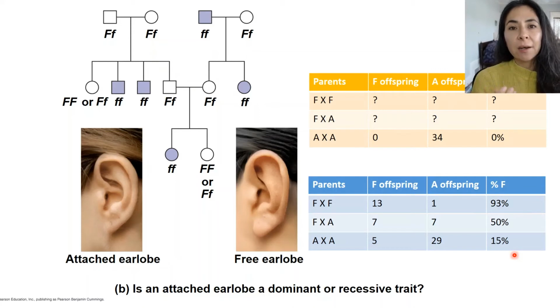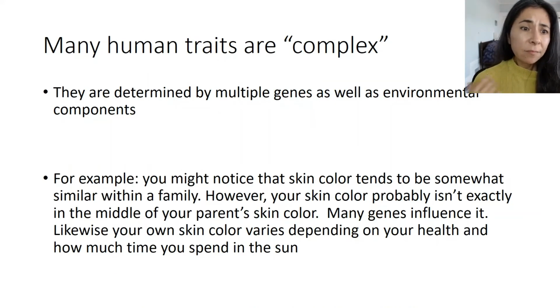It's pretty clear that there is a genetic component with this, right? Because we see that parents with free earlobes tend to have children with free earlobes. Parents with attached earlobes tend to have children with attached earlobes, but it's not as straightforward as if this were strictly Mendelian inheritance. So we assume that there are actually multiple genes involved in this. And again, a lot of human traits are complex like this. They're determined by multiple genes as well as environmental components.